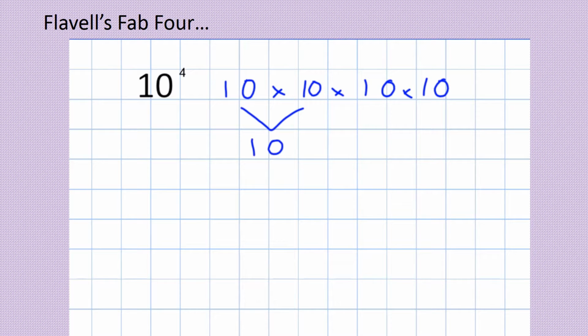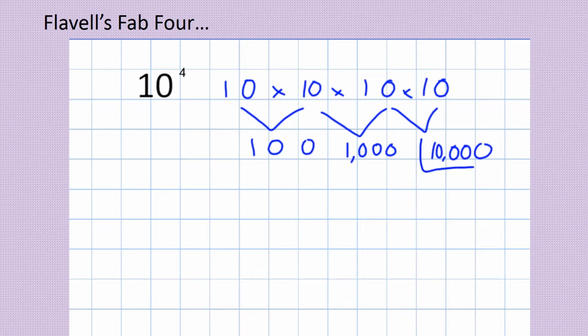So look at our 10 times 10 times 10 times 10. I'm going to squeeze it in. So first of all, 10 times 10, that's easy, 100. Times it by 10 again, that's going to give us 1,000. Times that 1,000 by 10 again, it's going to be 10,000. So a nice easy one today. Final answer will be 10,000.